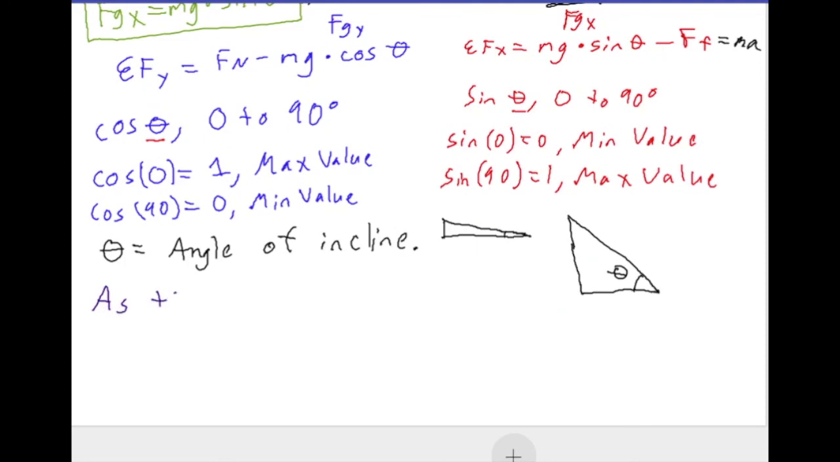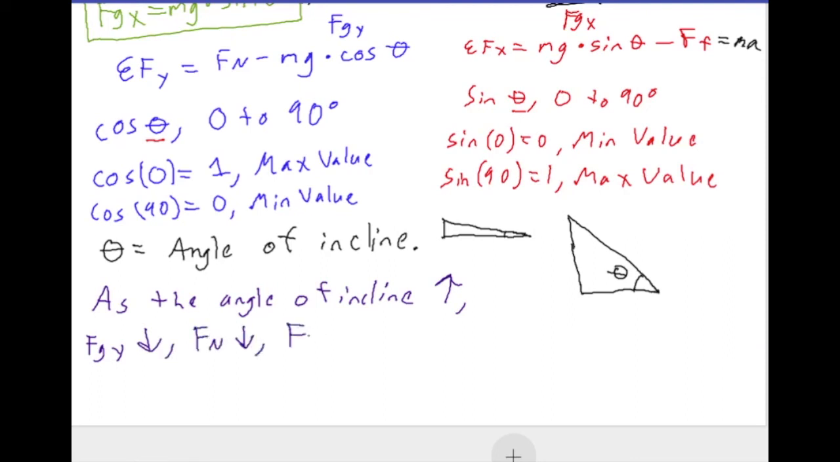So summarizing what we just talked about, as the angle of the incline increases, force gravity in the y direction decreases. And since force gravity in the y is equal to force normal, force normal is also going to decrease. But force gravity in the x is going to increase, and because force gravity in the x is increasing, our acceleration in the x will also increase.